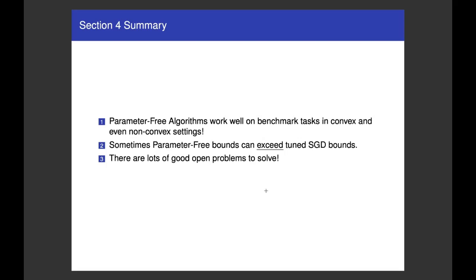All right, so this is the end of the section. Let me just summarize what we talked about here. So we mentioned that parameter-free algorithms work well on benchmark tasks, both in convex settings and even in non-convex settings if you do the right tweaks. Sometimes we saw that parameter-free bounds can actually exceed the tuned SGD bounds. So one way to intuitively think about this is that you could imagine a really awesome SGD that has a separate learning rate for each dimension, a separate learning rate for even things that are not necessarily dimensions, some other weird alignments, all sorts of different things. By being parameter-free, having no learning rates, we could sometimes do as well as if we had tuned all of those simultaneously. And that's the intuition I have for why we can sometimes exceed the tuned SGD bounds. Finally, there are a lot of good open problems to solve that I would really like to see some progress on in the future. All right, thank you.